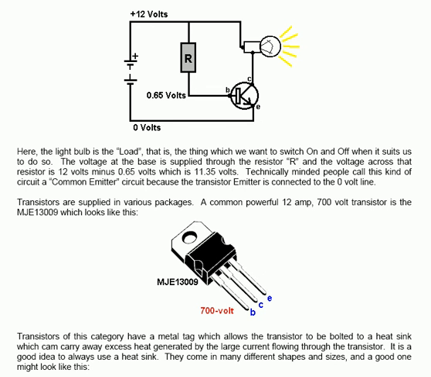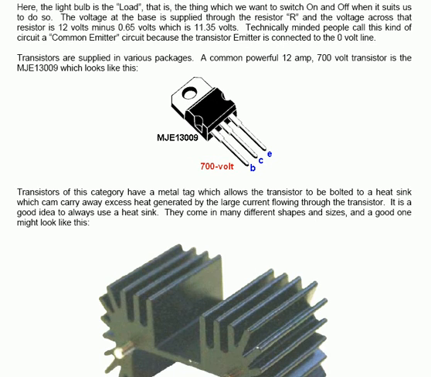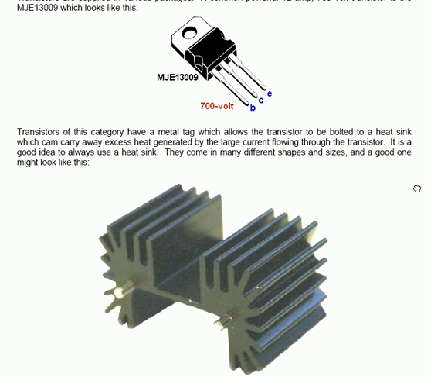Transistors of that sort of level of power have a metal tag shown here, which allows the transistor to be bolted to a heat sink, which can carry away excess heat generated by the large current flowing through the transistor. It is a good idea to always use a heat sink. They come in many different shapes and sizes, and a good one might look like this here. It has a flat area which the metal tab of the transistor can be bolted to, and then there are a lot of dark colored fins which can radiate away heat.